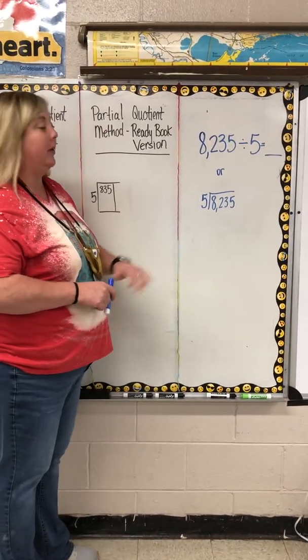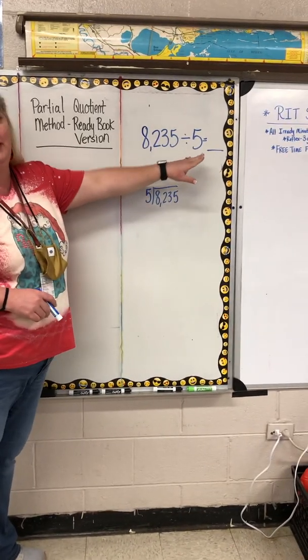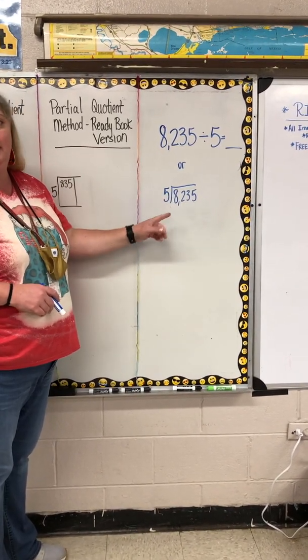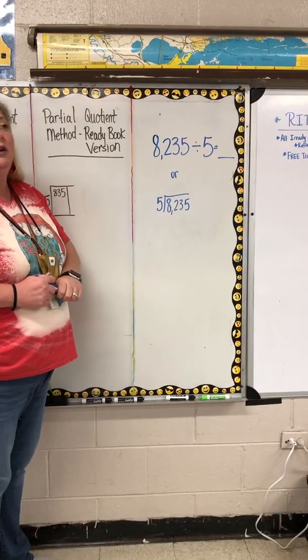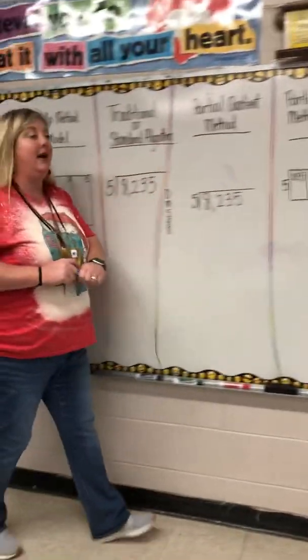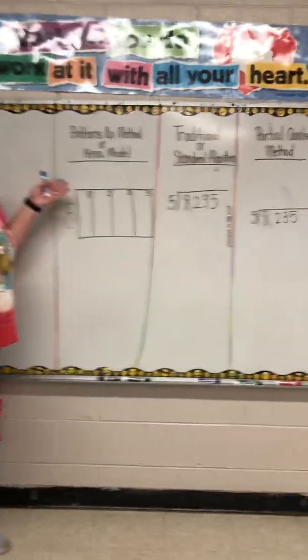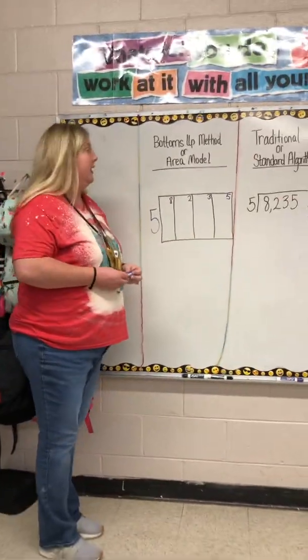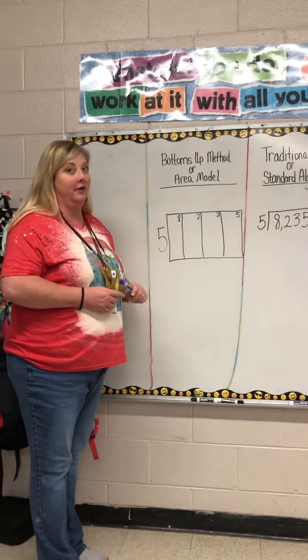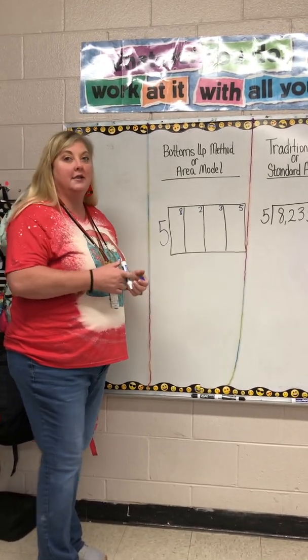Okay, we'll start with this problem. 8,235 divided by 5. Or you may see it looking like this. Okay, we're going to start with my very favorite way, and that is the bottoms up method, also known as the area model. This is Miss Slider's way that she's taught us. Okay, so let's look through those steps real quick.